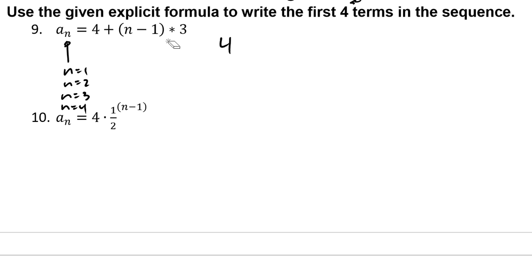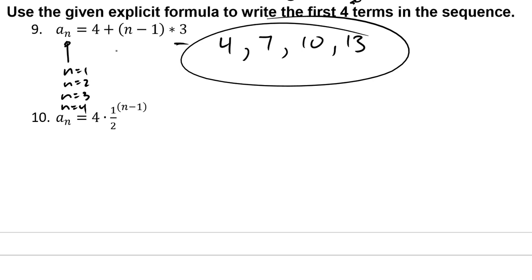But I know this is definitely an arithmetic sequence, and I know the common difference is 3. It's right there. So I can also just say, hey, the next one's going to have to be 7, the next one's going to have to be 10, and the last one's going to have to be 13. So those are the first four terms.